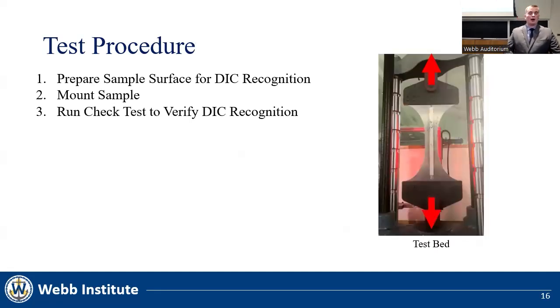After the sample was mounted, we could then run a check test to verify that the DIC system could pick up the sample surface, and this used the test bed shown on the right. We then ran our final test at 0.2 inches per minute until failure, and the video extensometer took pictures every 0.88 seconds, or 68 pictures were taken every minute. We could then move on to post-test processing using the DIC system. At this point, I'm now going to hand over the presentation to Addison to discuss FEA.